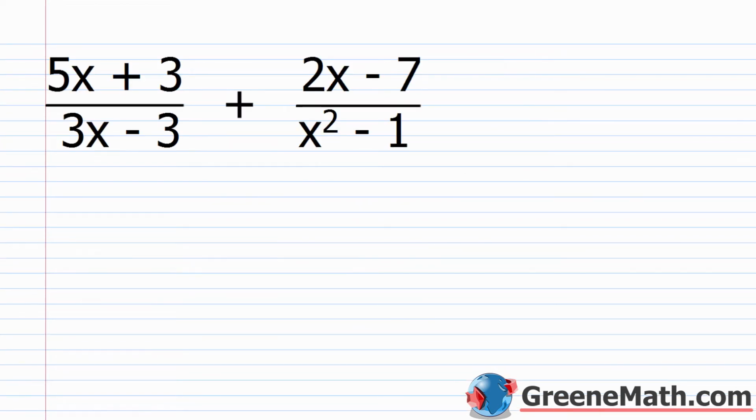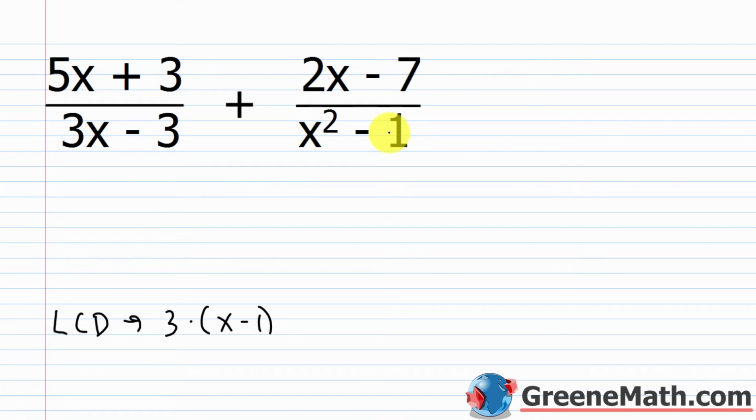All right, let's take a look at another one. So we have 5x plus 3 over 3x minus 3. Then we're adding to this 2x minus 7 over x squared minus 1. So again, to find the LCD, I want to factor the denominators. For this one, I could pull out a 3. So I would have 3 times x minus 1. For here, it's the difference of two squares. So some of these you should start to remember, like x squared minus 1, x squared minus 4, things like that, x squared minus 16.